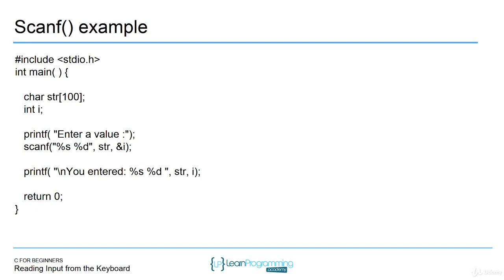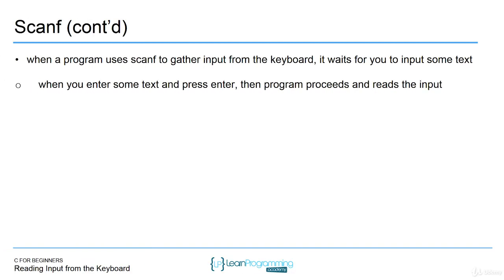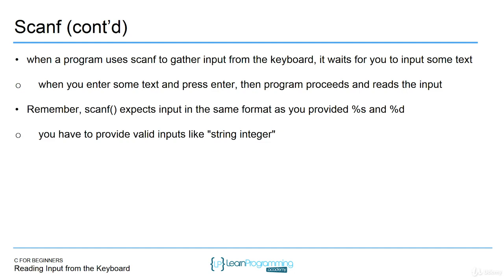But let's just reiterate a couple of concepts. When a program uses scanf to gather input from the keyboard, it waits for you to input some text. So the program is actually going to pause until you enter the data. And then once you enter some text, and some white space if you're entering multiple things, then once you hit the enter button, the program proceeds and reads the input. You have to hit the enter button. Again, scanf expects input in the exact same format that you specified. So if you say %s and %d, that means you have to provide a string followed by any number of spaces, followed by an integer. A word and a number. String is a word, integer is a number.